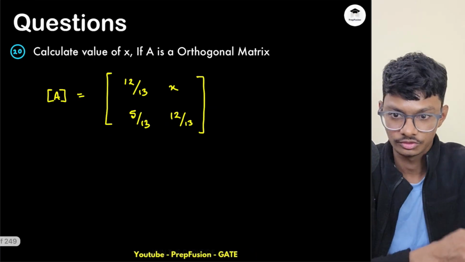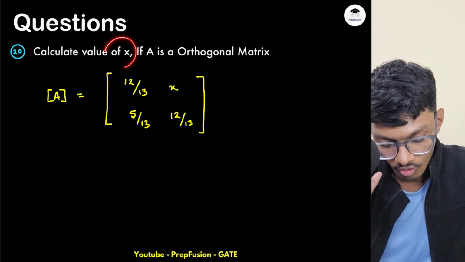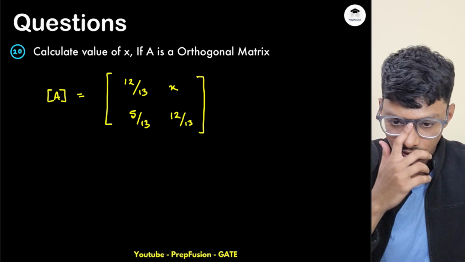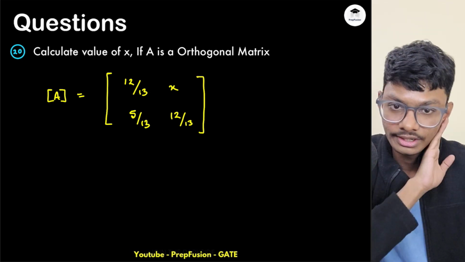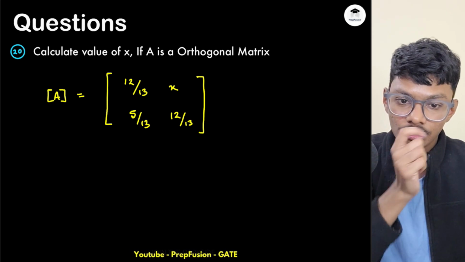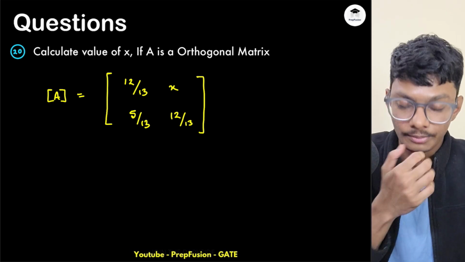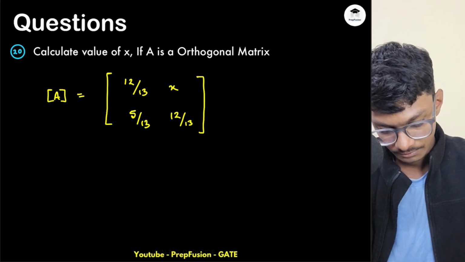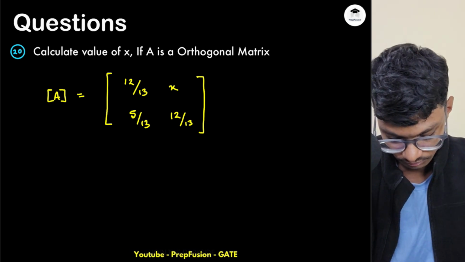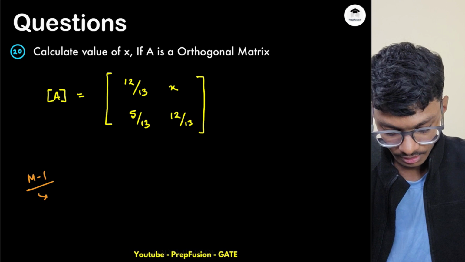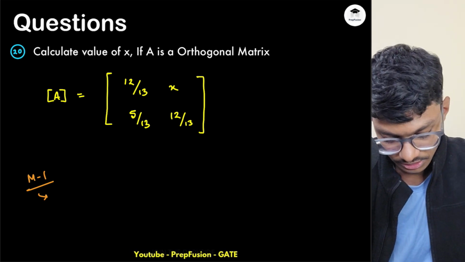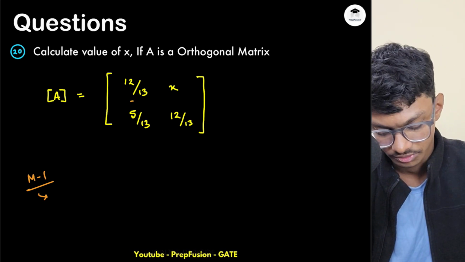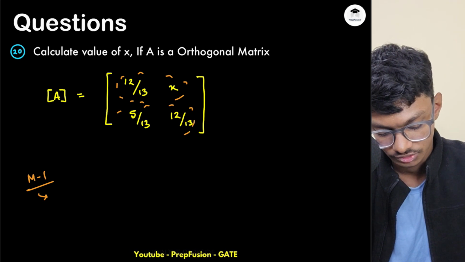So let's do a question on this. You have to calculate the value of x if A is an orthogonal matrix. Method 1 is very simple. We already know A is an orthogonal matrix, so you just use the dot product or the unit vector property. Either you can go row wise or column wise, it doesn't matter. I'm going row wise, whichever suits you.